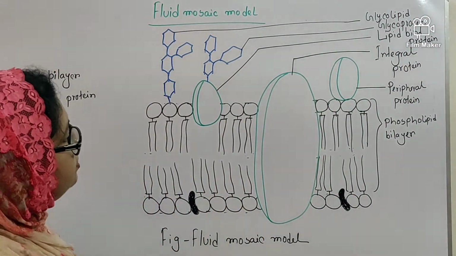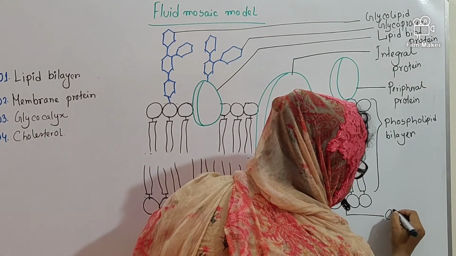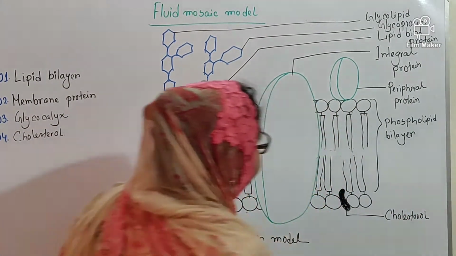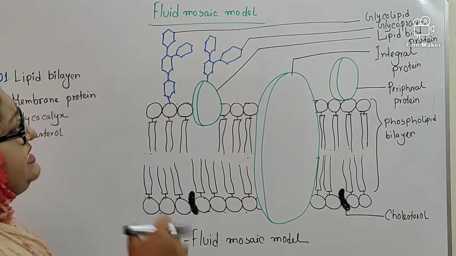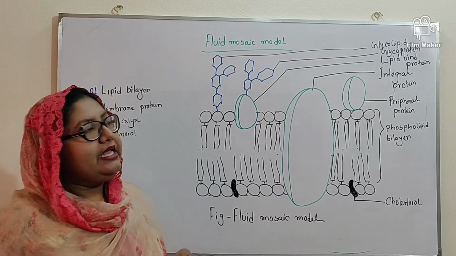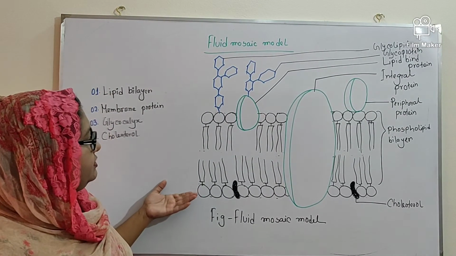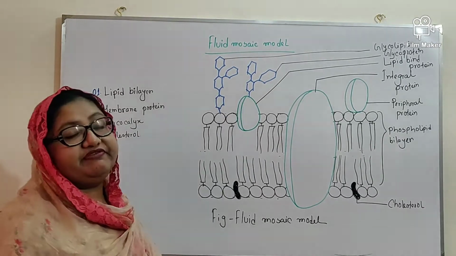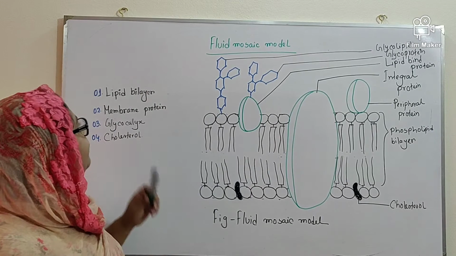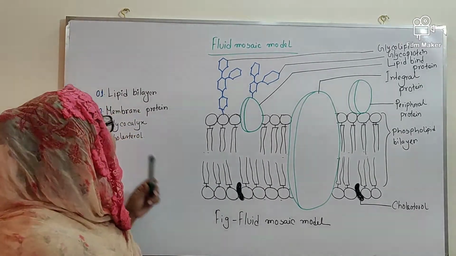So my dear students, what is remaining? That is cholesterol. Okay. So this is the diagram of a cell membrane. According to the structure, or the hypothesis, given by Singer and Nicolson, the fluid mosaic model has 4 components. I am describing the structure of the fluid mosaic model now.